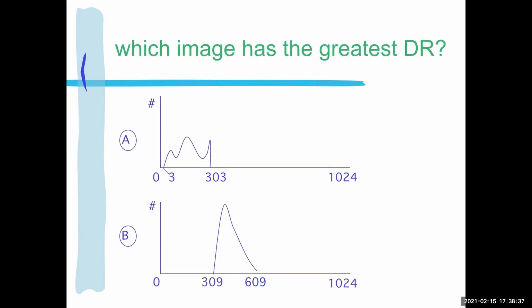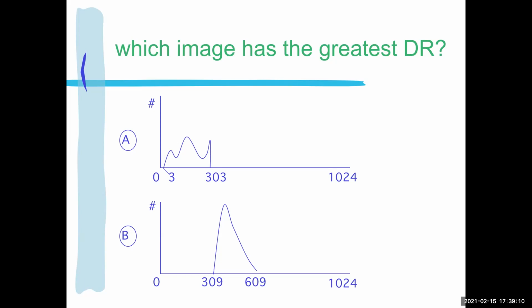So let's look at this chart. This is a chart where 0 is, again, black. And this is a camera that only has 1024 levels of gray. So you're looking at the number of pixels. This is a representation of the dynamic range, basically. And the dynamic range, remember, is the brightest pixel minus the darkest pixel.